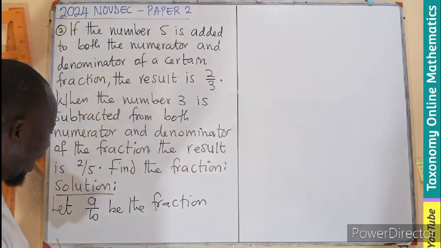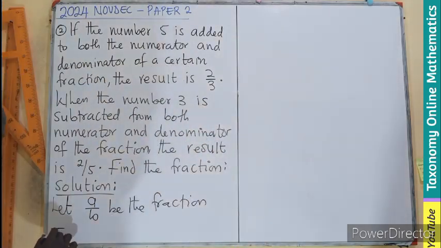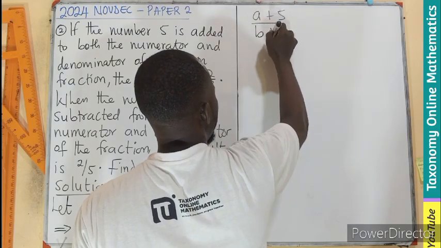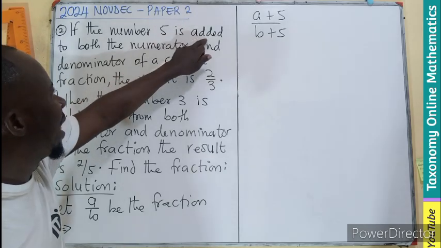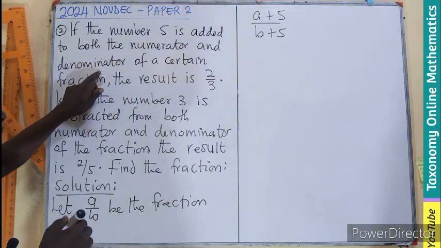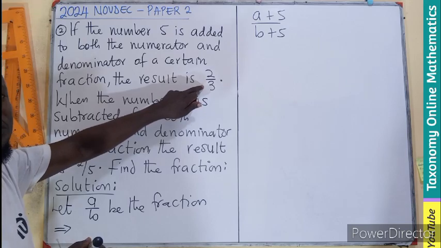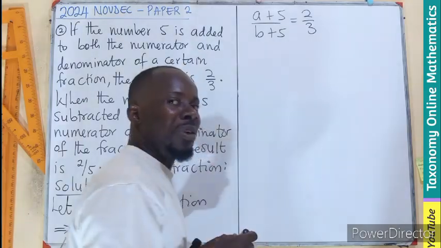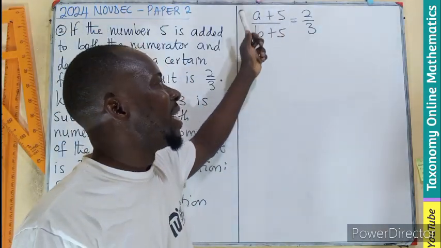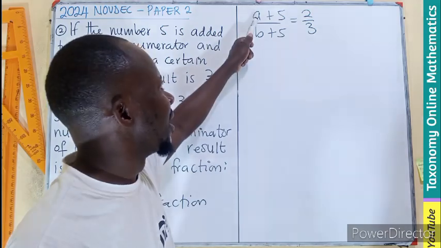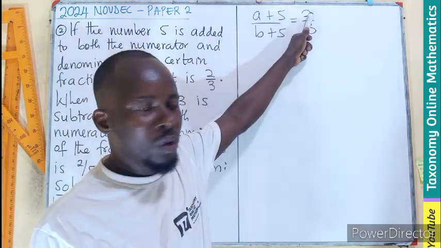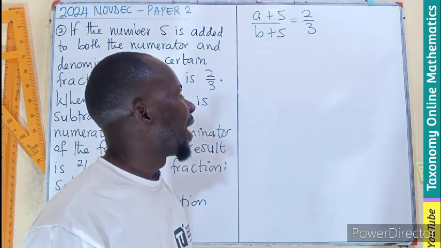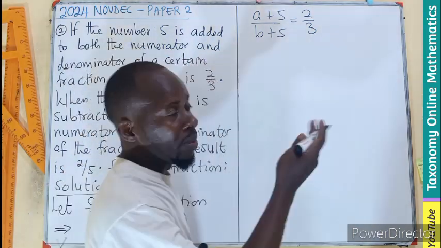So beginning from the first part, if the number 5 is added, how do we add? That is plus. So this implies that if I have a plus 5, b plus 5, if 5 is added to both the numerator and the denominator, the fraction gives a result of 2 on 3. So this expression here is the same as 2 on 3. So I can say that a plus 5 is the same as 2, then b plus 5 is the same as 3. But I need to have an equation, so I can cross multiply.